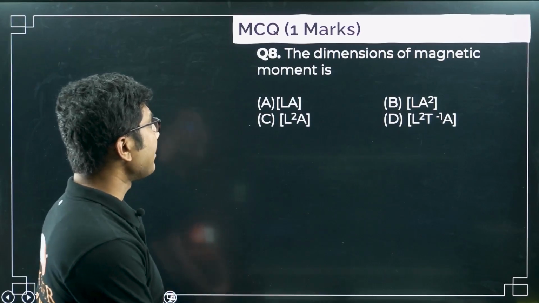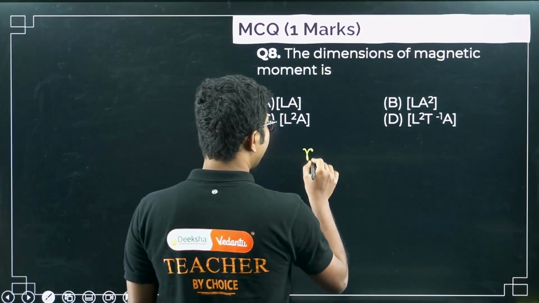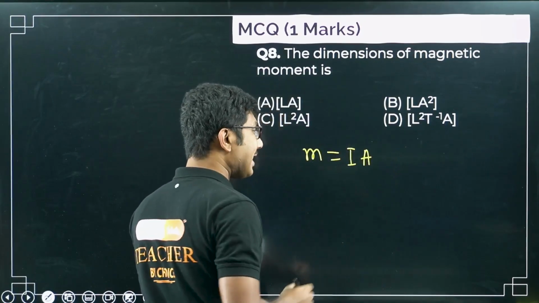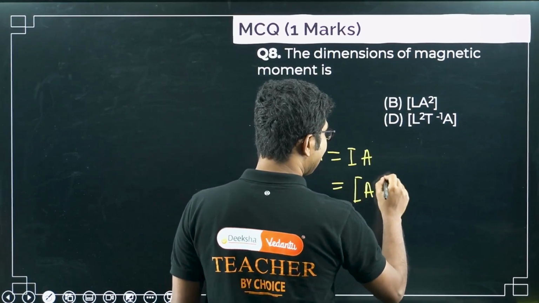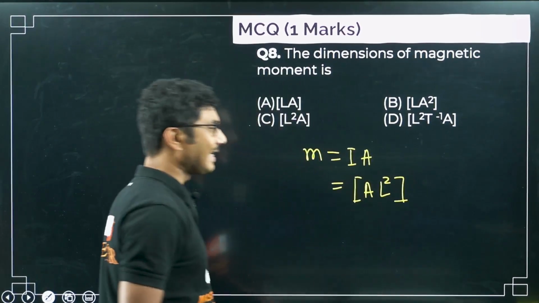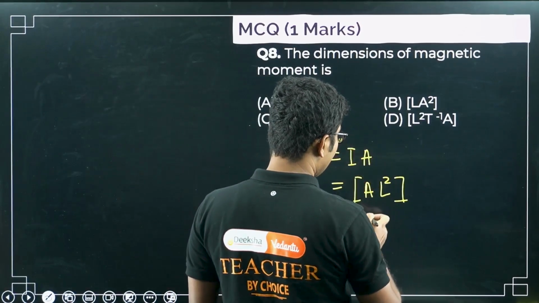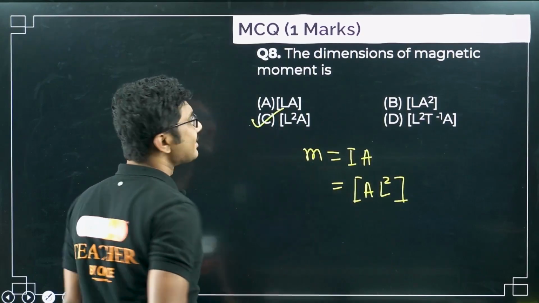Next, the dimensions of magnetic moment is. If you remember, I have already discussed that magnetic moment is current times area. So current is A and area is L square. So the dimension is L square A, and that is the correct answer.